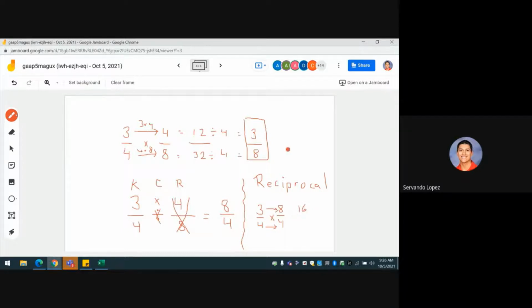Somebody said 16. Oh, thank you, guys. 24. Hey, whatever you tell me, I will write it here. 24 out of, what is 4 times 4? 16. Uh-oh, is my numerator greater than my denominator?